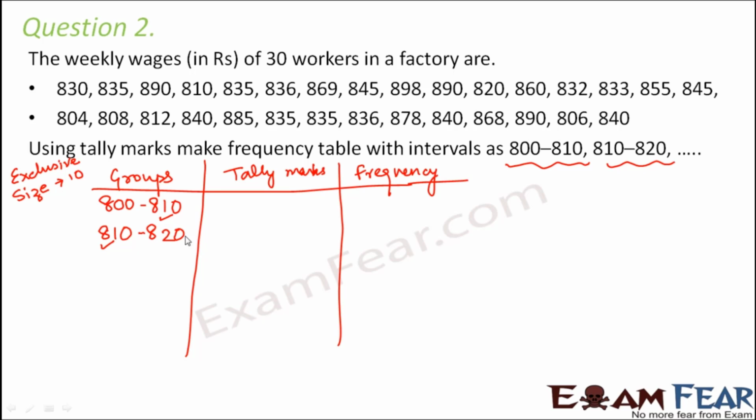Now for the second class interval, 820 is the upper limit. So for the third interval, 820 will be the lower limit. And what would be the upper limit?